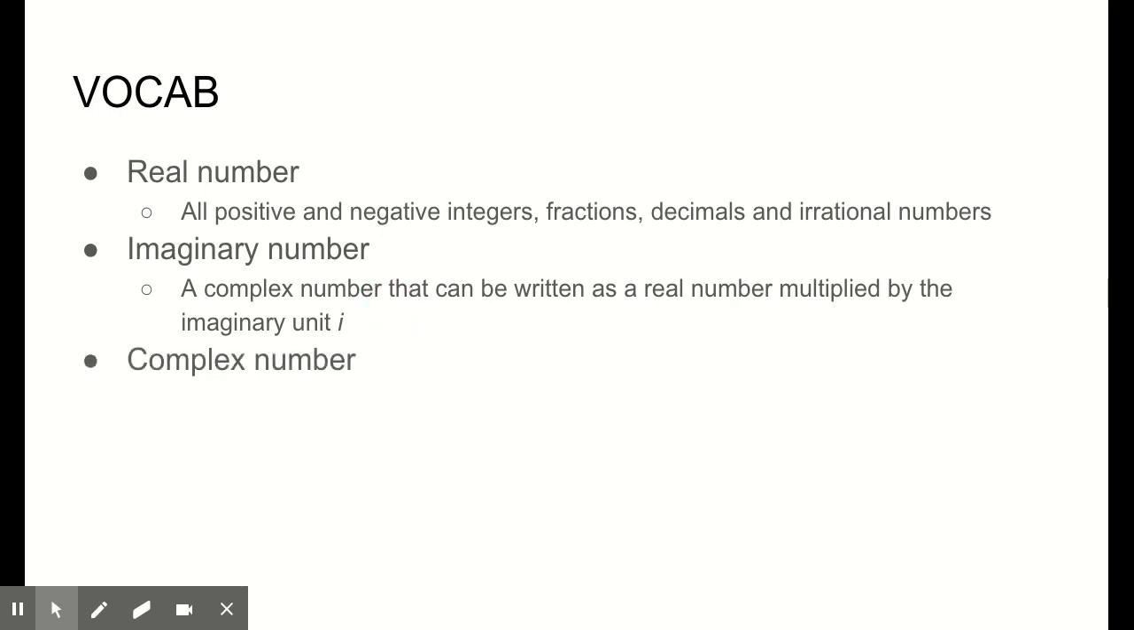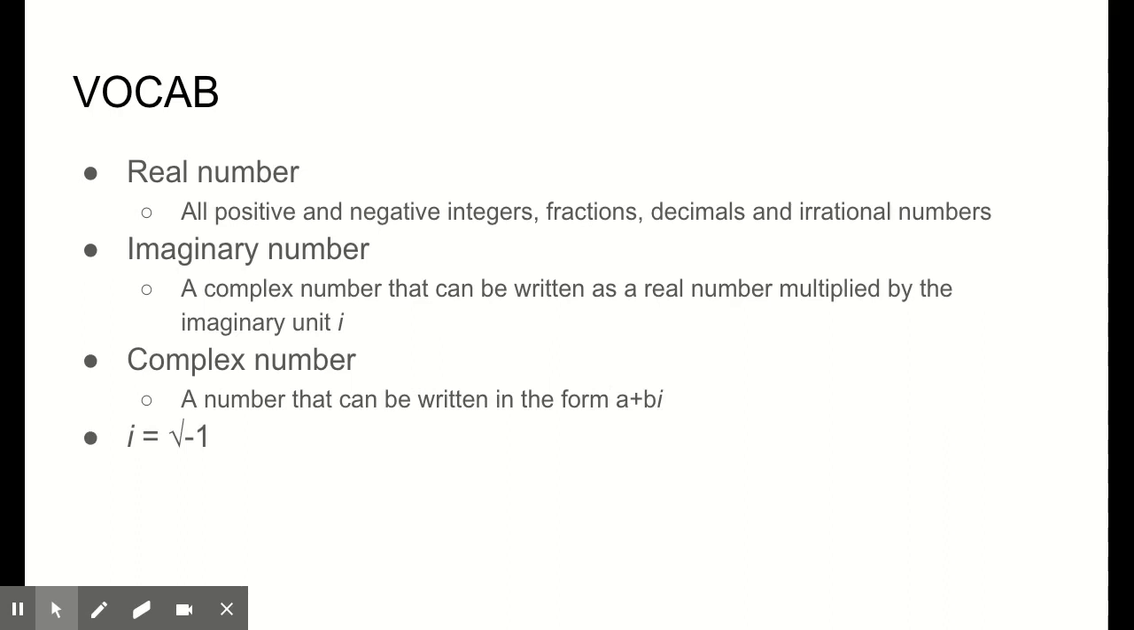A complex number goes right along with the imaginary numbers, and with our complex numbers, we will write it as the sum or difference of a real number and the imaginary unit. So this is a number that can be written in the form a + bi, where a is the real number part of the complex number and the bi is the imaginary number part of the complex number.